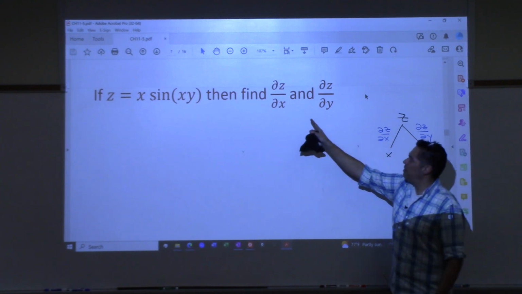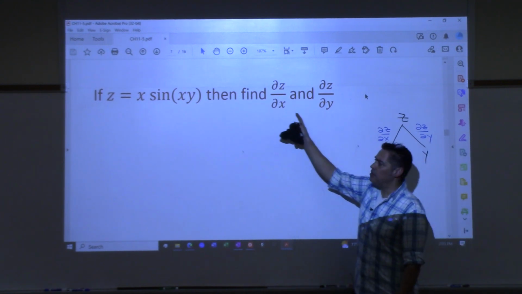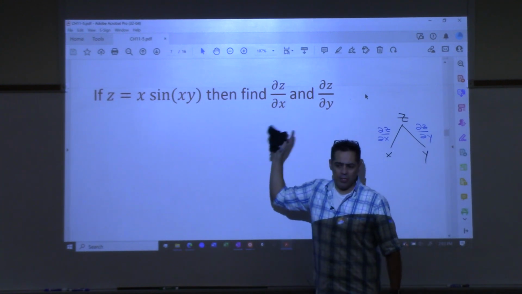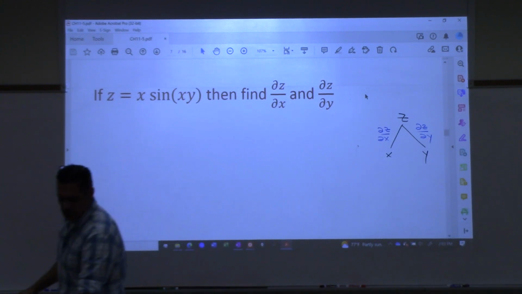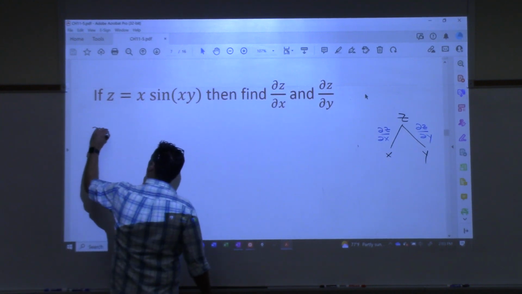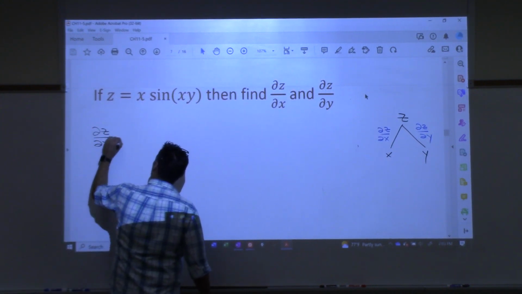If you do this one, you're going to hold y constant. You do this one, you're going to hold x constant. I'll do one of the two. Which one do you want me to do, with respect to x or y? Y? Okay. So partial of z with respect to y.